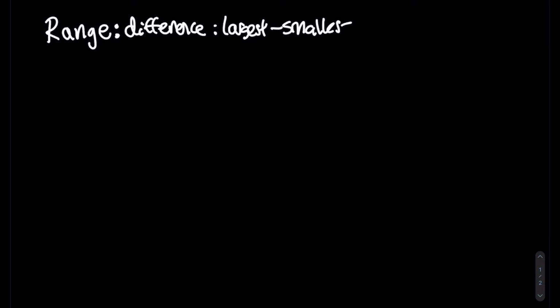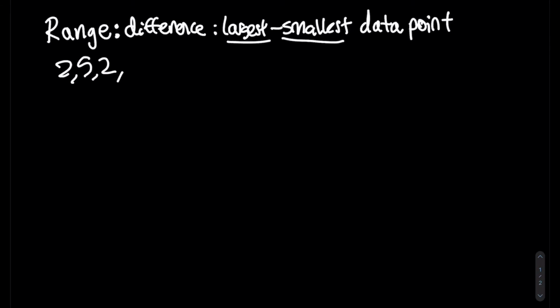Okay, so here we have the range. Range, in my honest opinion, is slightly easier to calculate than the mean. It's simply the difference between the largest and smallest data point. So let's use the previous set of numbers that we had: 2, 5, 2, 7, 2, 3, and 14.